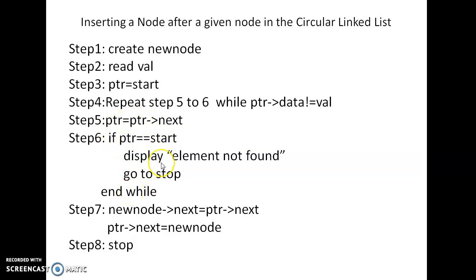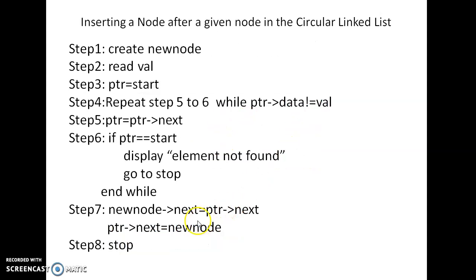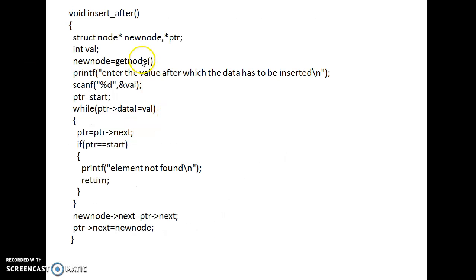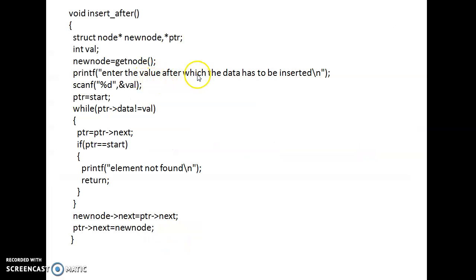Once the element is found, what are the two steps that we are doing? New node of next equal to pointer of next, pointer of next equal to new node. That we are writing in the form of a function. We are creating the new node here and we are finding out what is the value after which the data is to be inserted. We are taking the value. I am starting the pointer at start. While PTR of data is not equivalent to value, always I am going to the next pointer, and in the meantime if the PTR is start, that is, the element is not found.